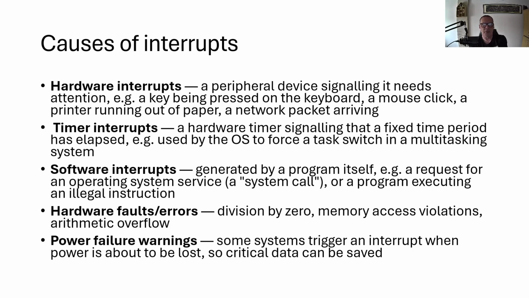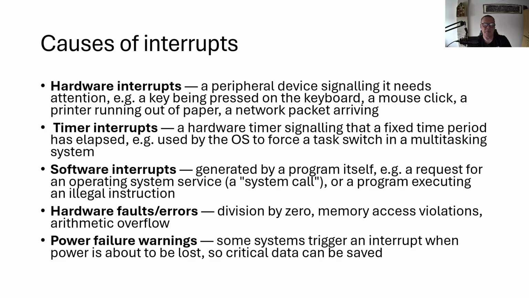Software programs can generate their own interrupts. For example, you might have code that you've written that uses some code that's part of the operating system, i.e. a system call. In order to use that operating system service, you interrupt your own program, and then effectively control will be passed to the system software.